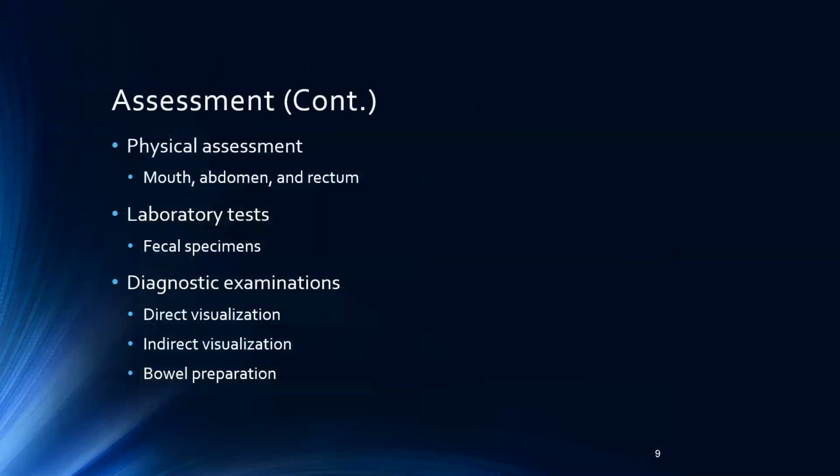A physical assessment, of course, would be looking into the mouth, listening to the abdomen, assessing all of these different things that could be going on. If you notice anything that you need to notify the nurse of, then please notify the nurse so that she can notify the LIP.